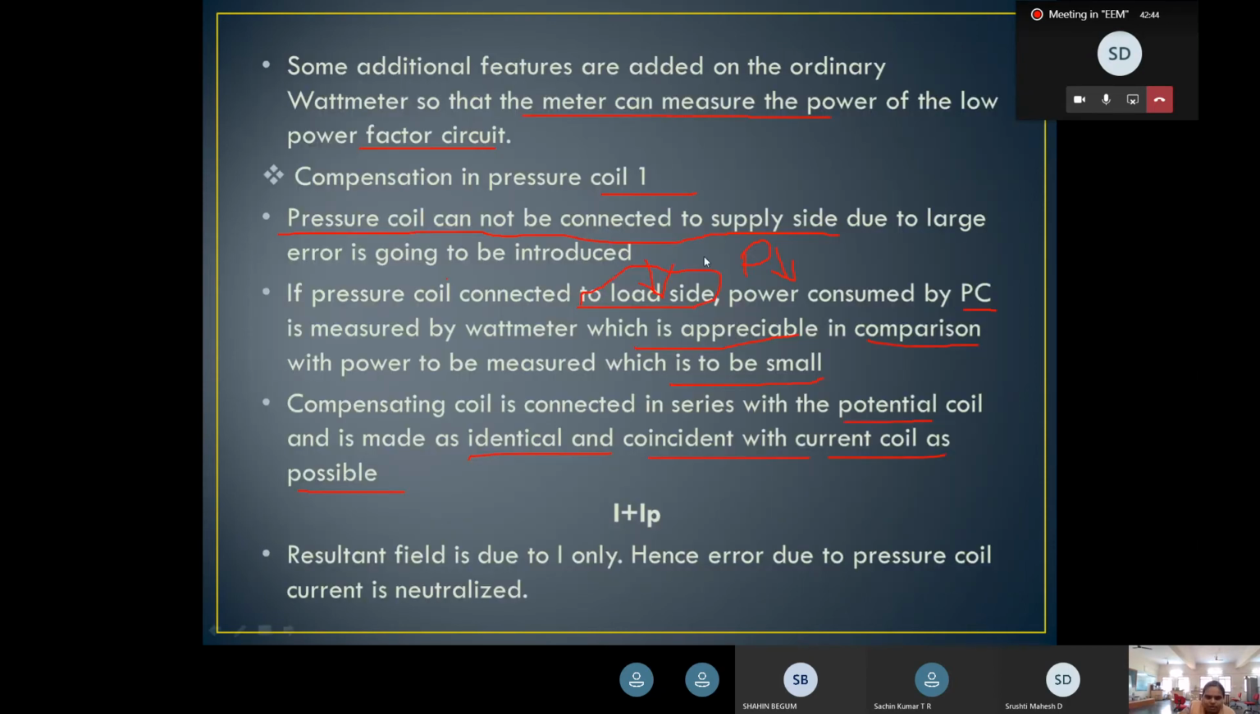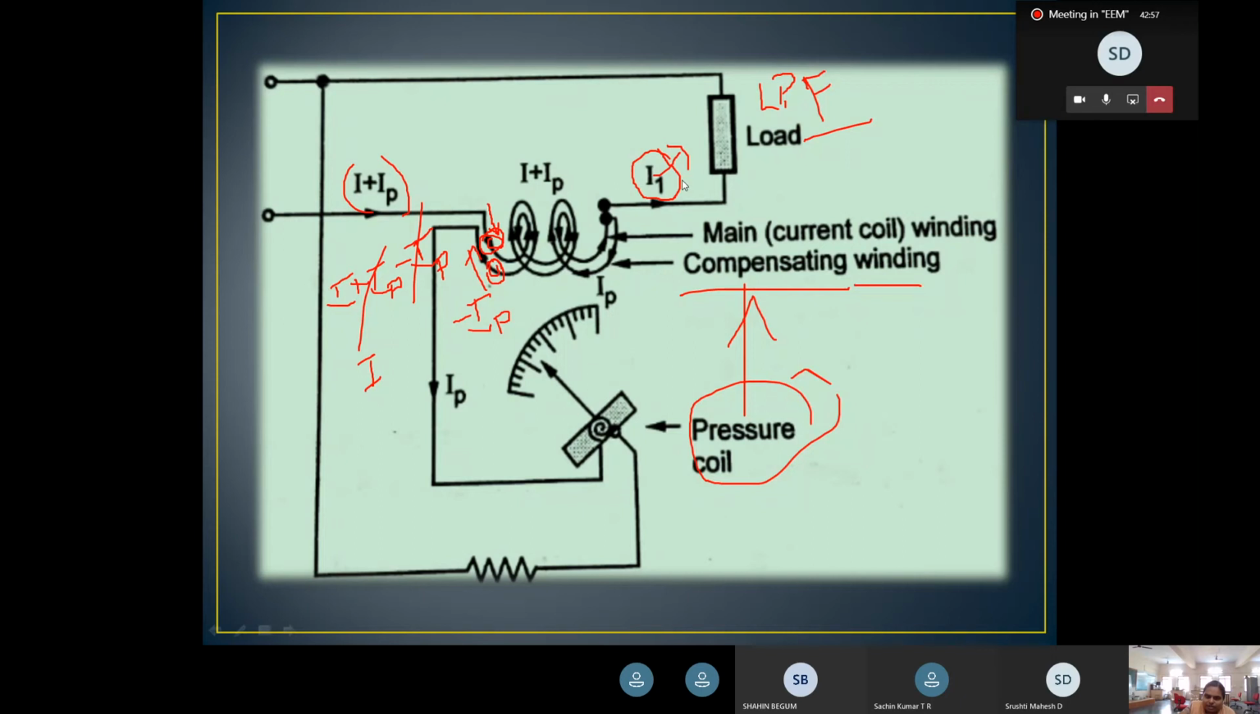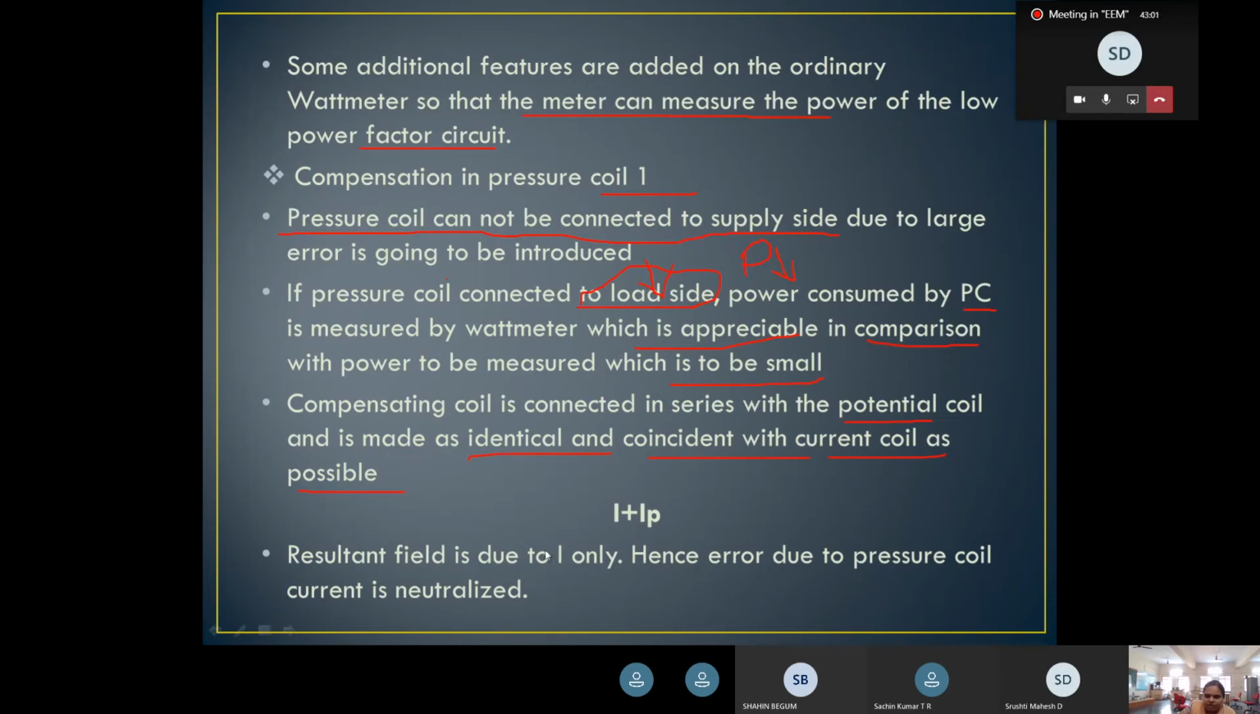That's what we have taken off here. Here I plus Ip, the pressure coil current, is there. The resultant field is due to the I only. The resultant field is nothing but that of this I1 actually. In the figure I1 is there, you can note it. I1 only. Hence, the error due to the pressure coil current is neutralized.